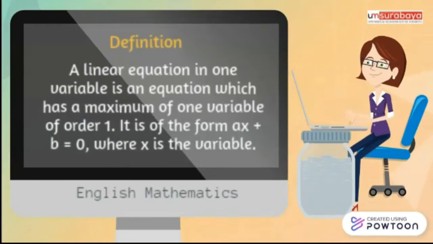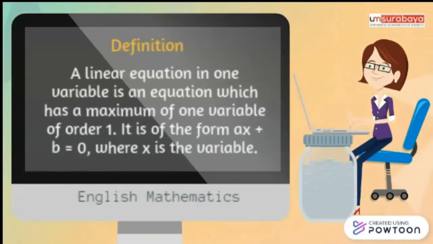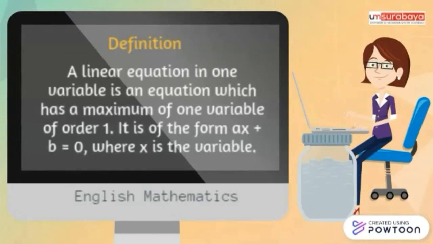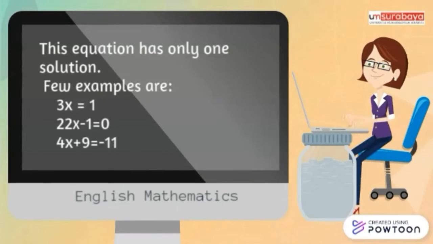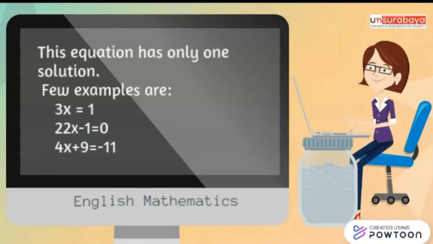The definition. A linear equation in one variable is an equation which has a maximum of one variable of order 1. It is of the form ax plus b equals 0, where x is the variable. This equation has only one solution. A few examples are 3x equals 1, 22x minus 1 equals 0, 4x plus 9 equals minus 11.